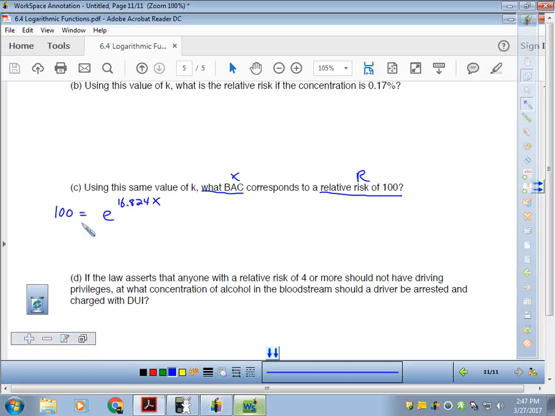Now again, you want to rewrite this as logarithms to help you solve this equation. So we're going to say log, our base is e, inside of it our solution is 100 equals our exponent, which is 16.824x. And then we can rewrite that. Log base e is ln, so this is ln of 100 equals 16.824x. And then we can solve for x by dividing the 16.824 across.